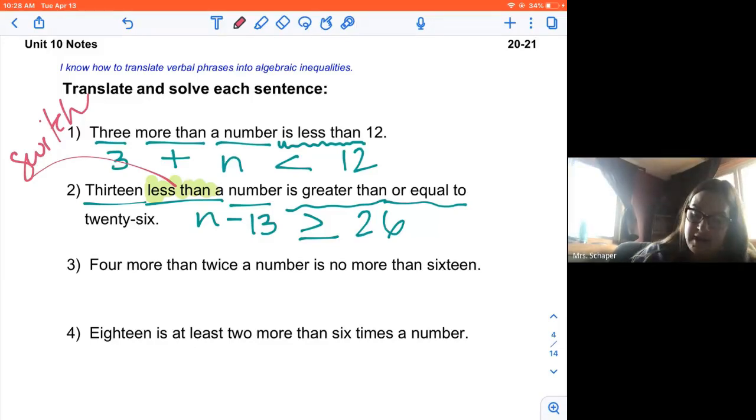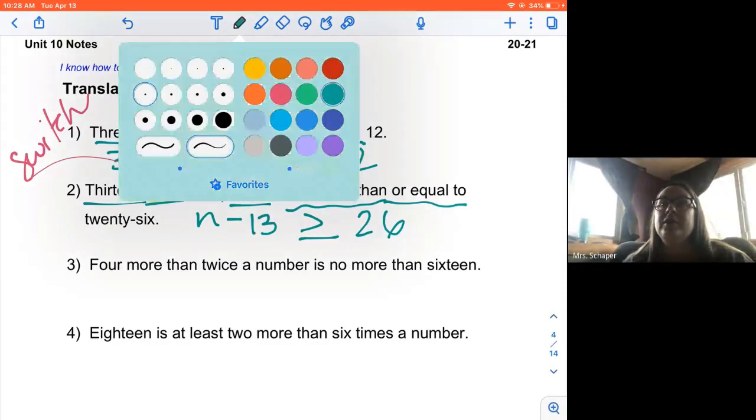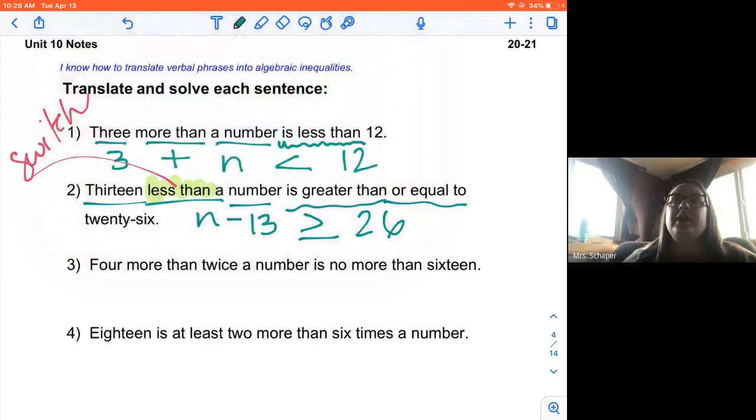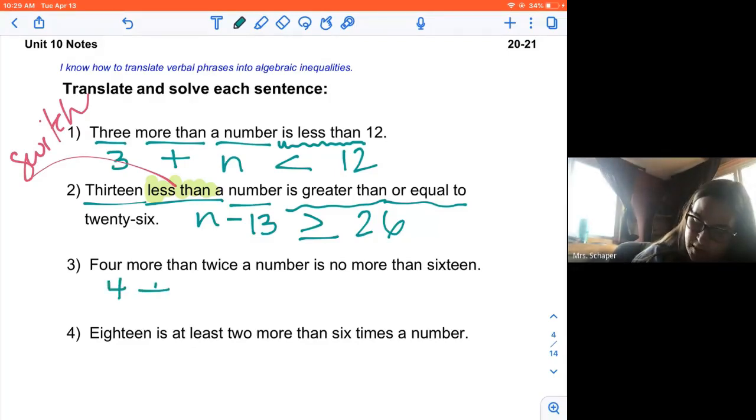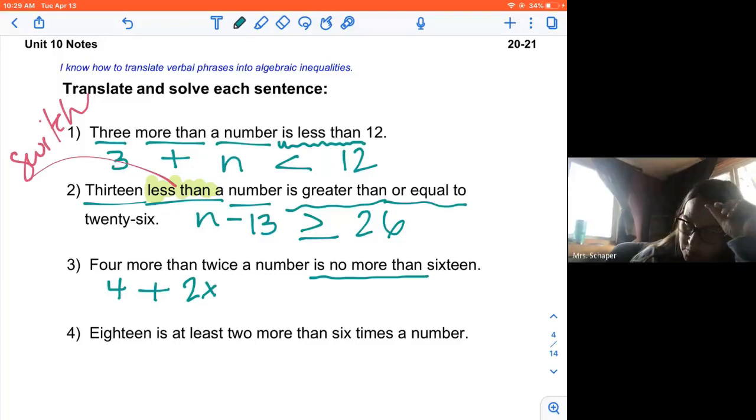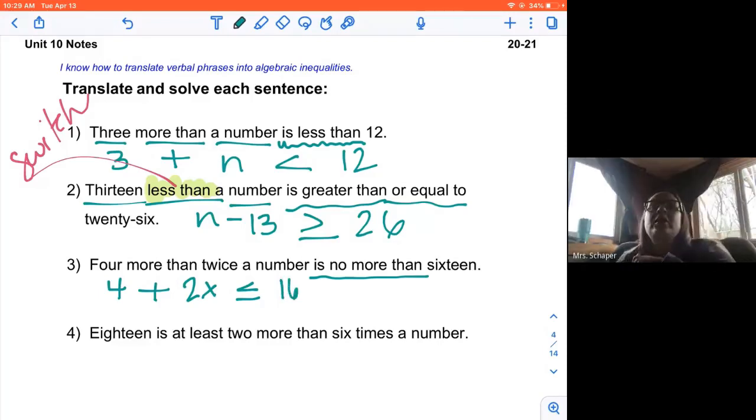Now let's take a look again at number 3. Here we go. 4 more than twice a number. Ooh, is no more than. Is no more than is less than or equal to 16. If it's no more than, it can be less than, and it can be equal to.